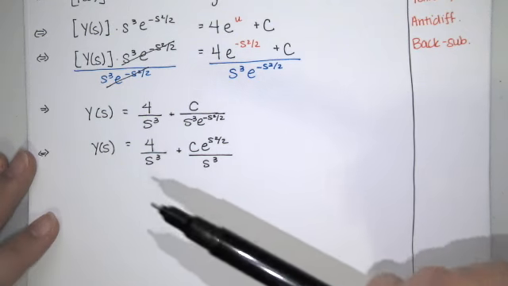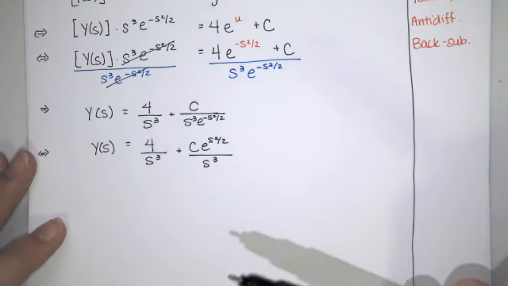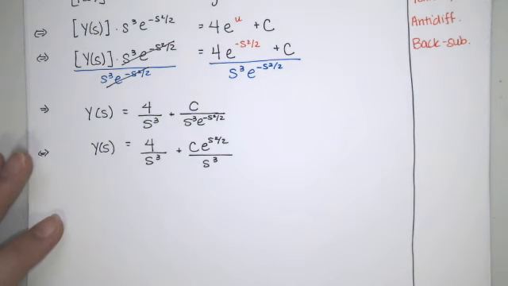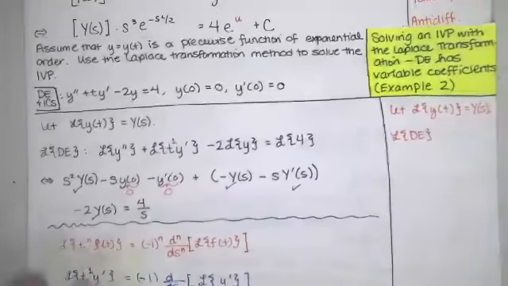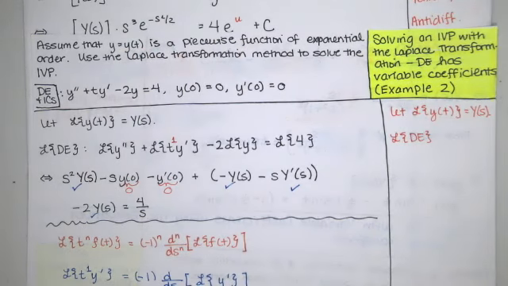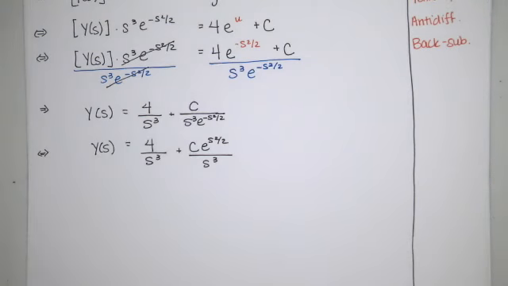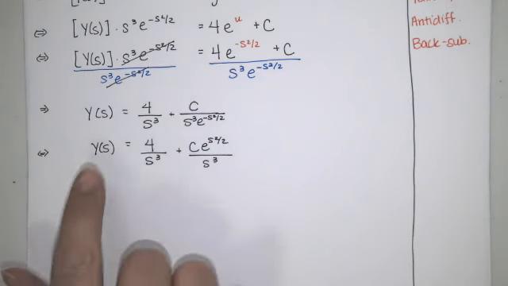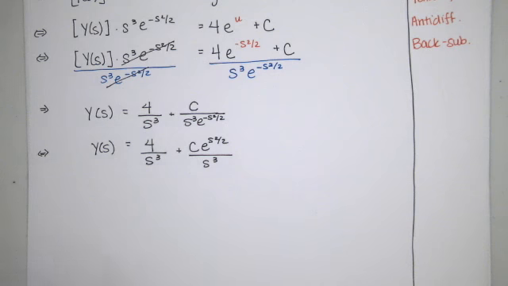Those are not allowed if y of t is a function of exponential order and y of t is a piecewise function. Remember that initial assumption that we started with was right here. We're assuming that y is a piecewise function of exponential order. Well, in that case, the limit of y of s as s goes to infinity is supposed to be 0. That will always be the case if little y of t is a piecewise function of exponential order.